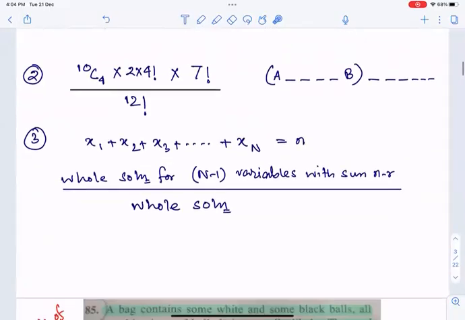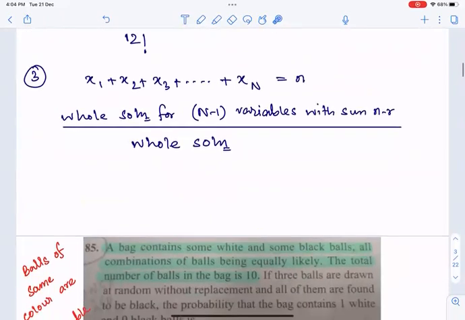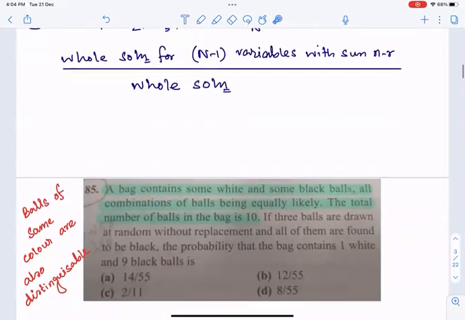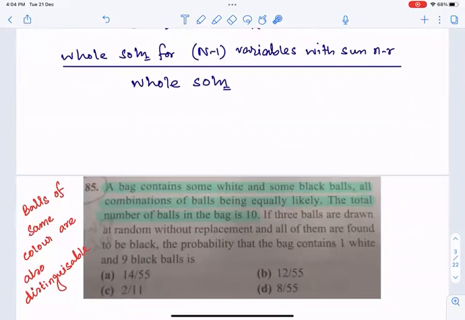The next problem to this is: a bag contains some white and some black balls, all combinations of balls being equally likely. The total number of balls in the bag is 10. If 3 balls are drawn at random without replacement and all of them are found to be black, then the probability that the bag contains exactly 1 white and 9 black balls is.